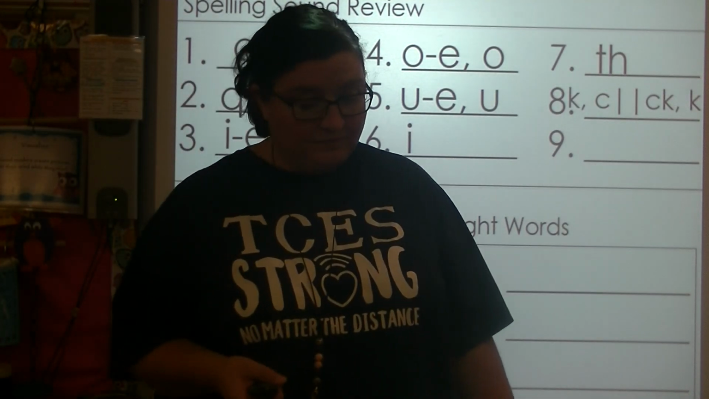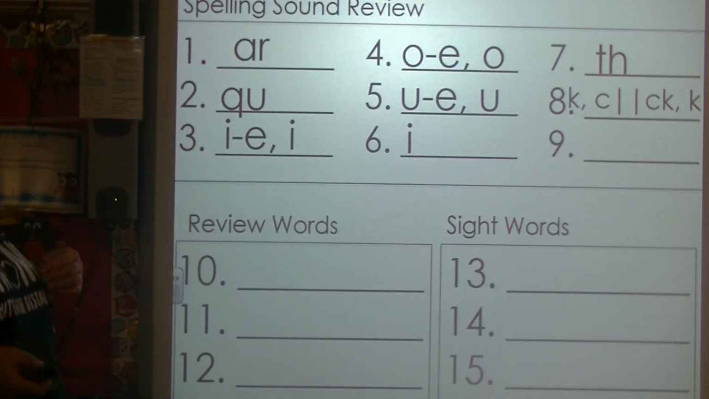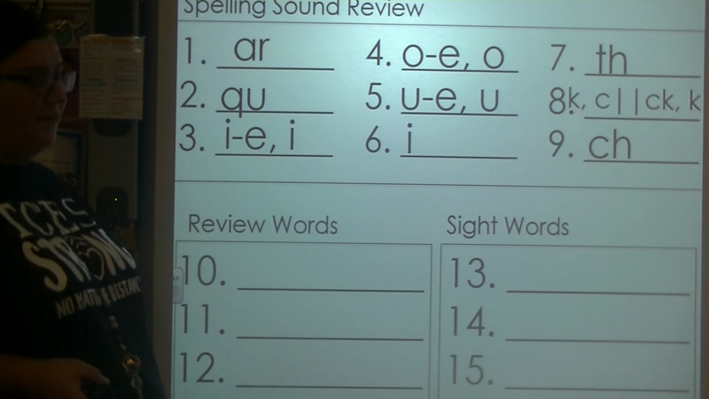Number 9, ch. Yes, ch. It's a digraph. Write it. What letters? Digraph CH. Alright, review words.